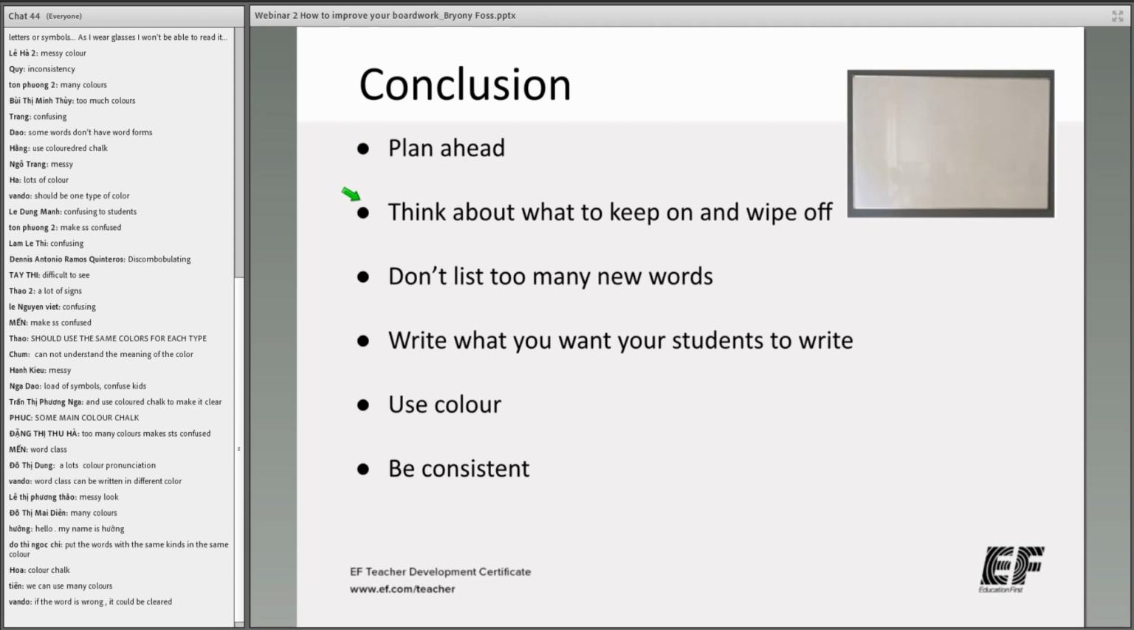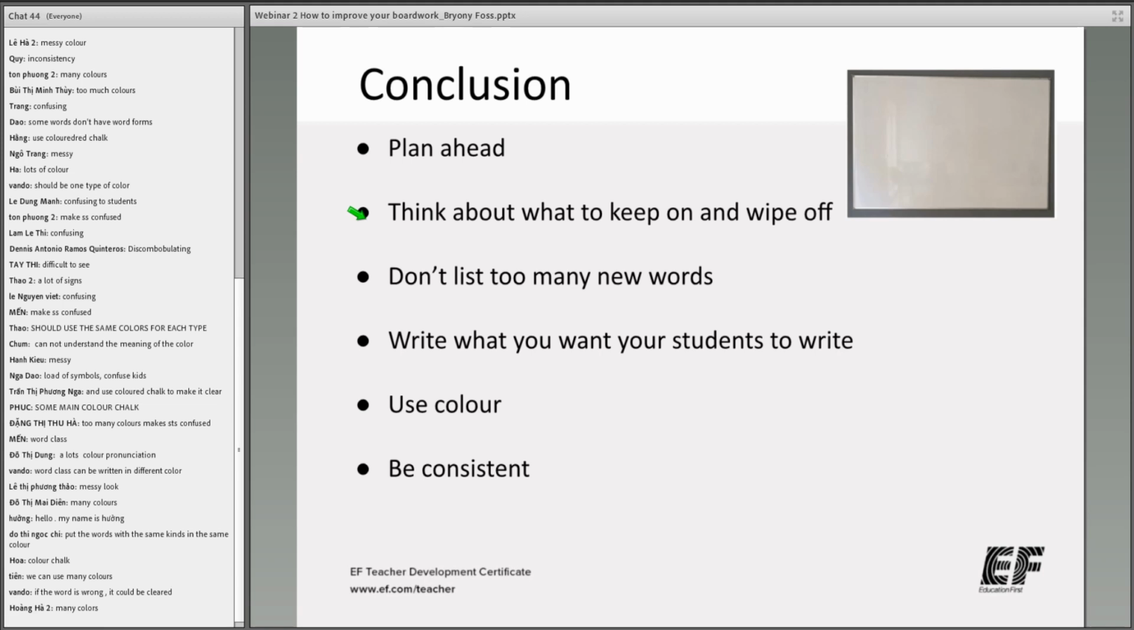and planning what to write on the board before the lesson. We also talked about what to keep on your whiteboard and what to wipe off, remembering that wiping off certain information signifies a new stage of the class and letting students know that you are moving on to the next exercise.